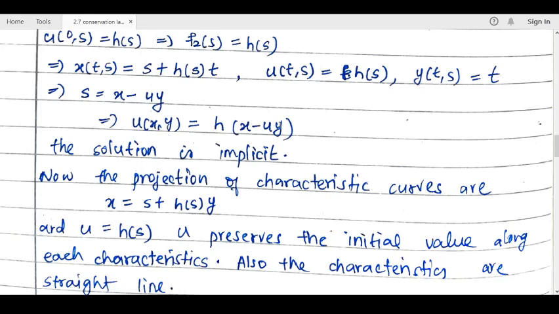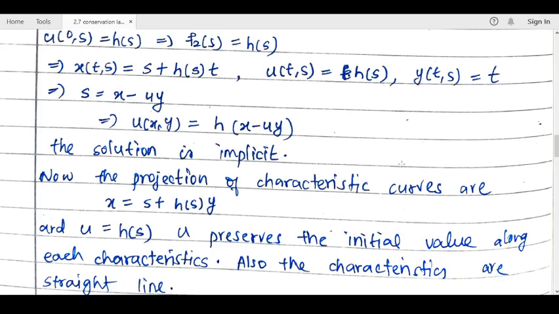So I'm unable to write u in an explicit form as a function of x and y. So here we got an implicit form, because in the LHS and RHS both u is there. If I can write u as a function of x, y alone, then it is an explicit form. So here we are getting the solution in the implicit way. u is a function of x minus uy.